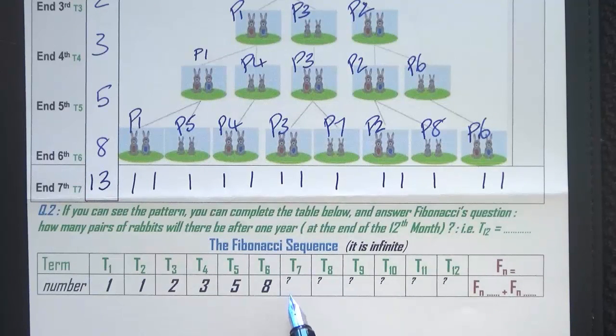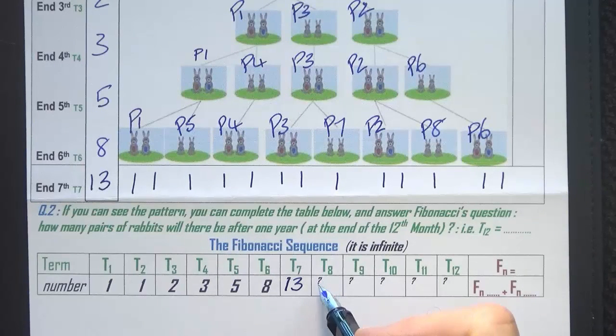So, using the table at the bottom of the worksheet, the progression now is 1, 1, 2, 3, 5, 8, 13. Now, is there a pattern? Well, yes, there is a very easy pattern with the Fibonacci numbers. That is, that 1 plus 1 equals 2, and 1 plus 2 equals 3, and 2 plus 3 equals 5. 3 plus 5 equals 8. 5 plus 8 equals 13.